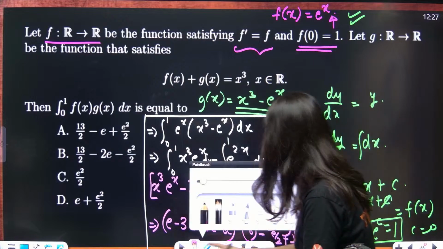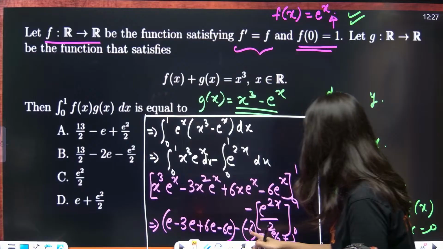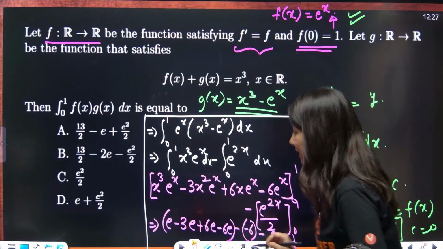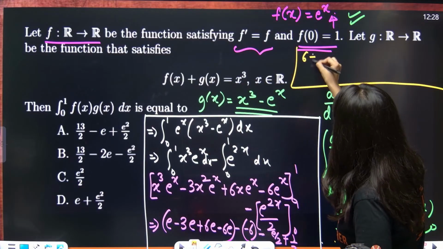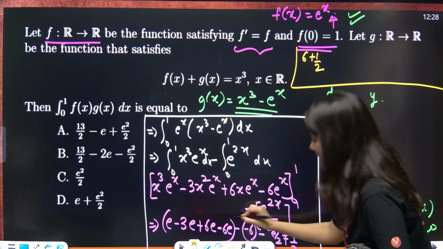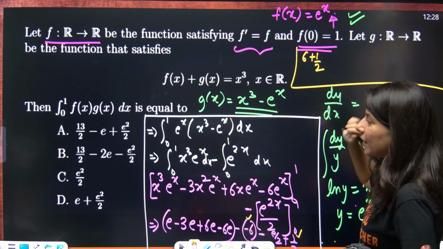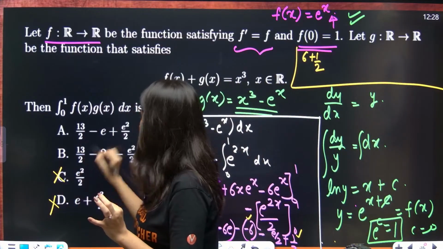So this is plus 6. 6 plus half, constant term. 6 plus half. See, finally I will write it over here. 6 plus half, so 12 plus 1, 13 by 2. Positive 13 by 2 will be there. So option C and D will be wrong.